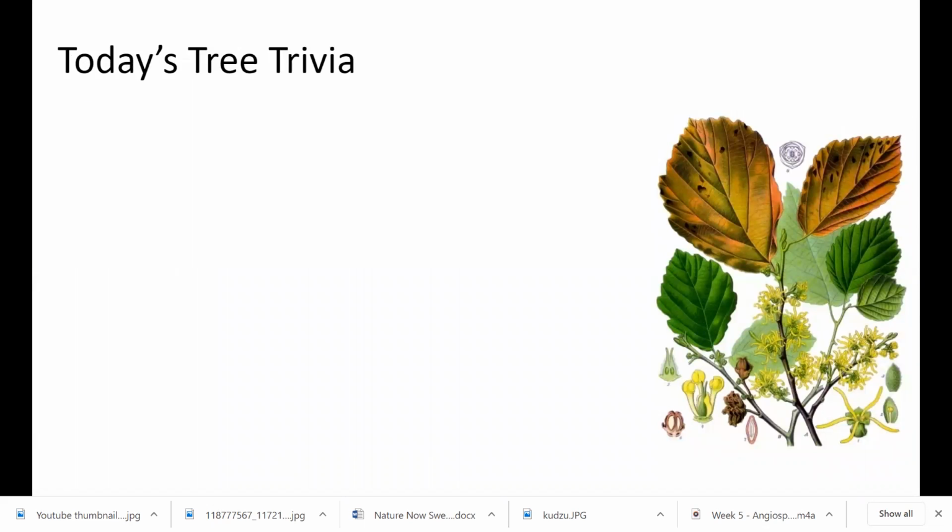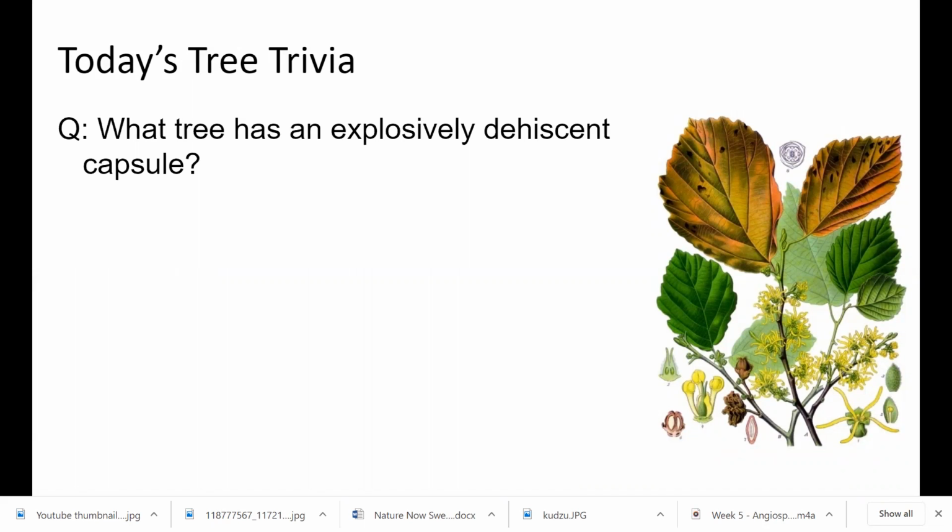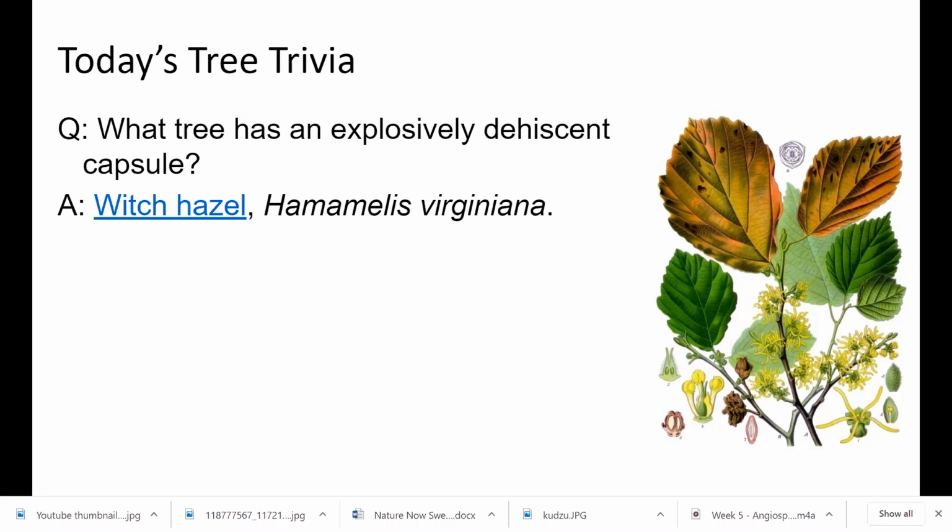So today's tree trivia. What tree has an explosively dehiscent capsule? Now this is one we haven't learned in lab yet, so I'm not going to score you on this one, but it's one you might recognize on the right because it is a really distinctive small tree or sometimes large shrub. So it's witch hazel, Hamamelis virginiana. And this is what I said is an explosively dehiscent capsule. That means the capsules explode open.